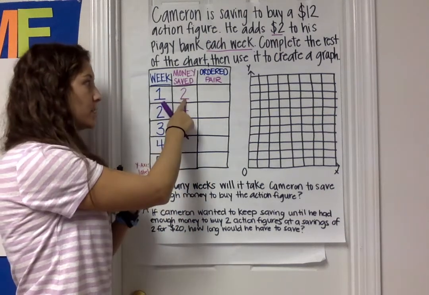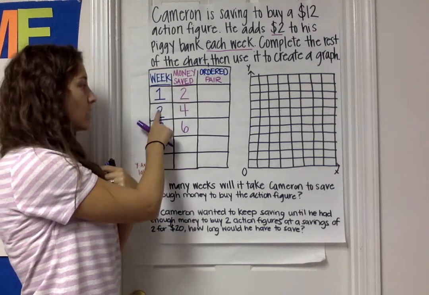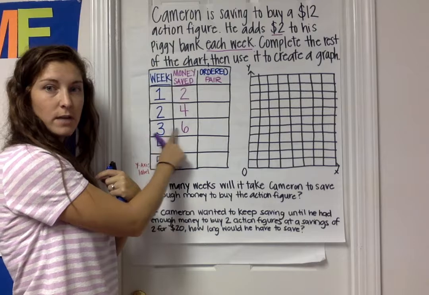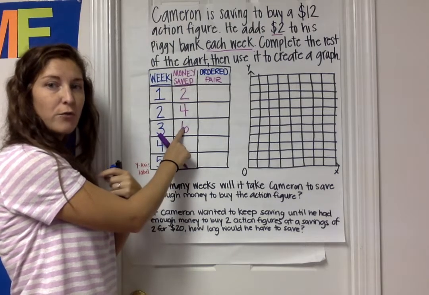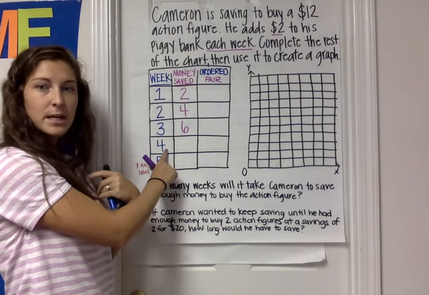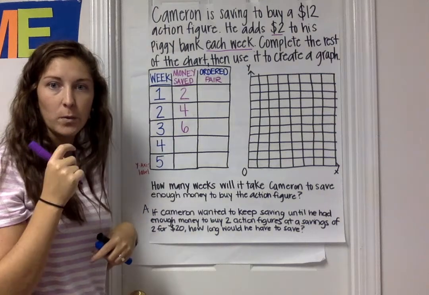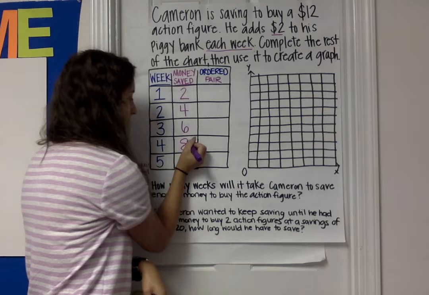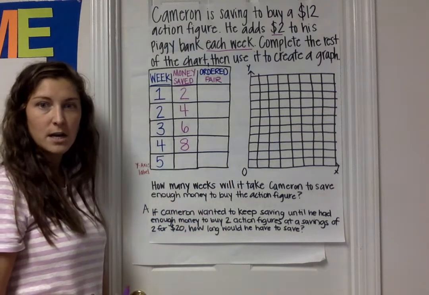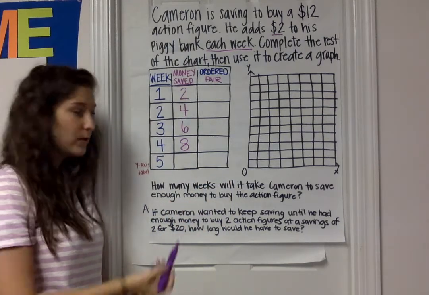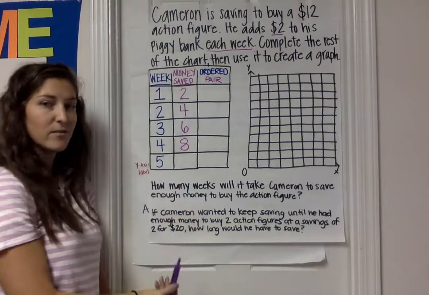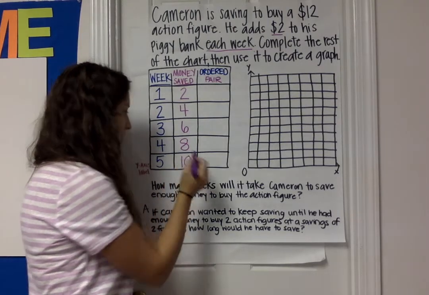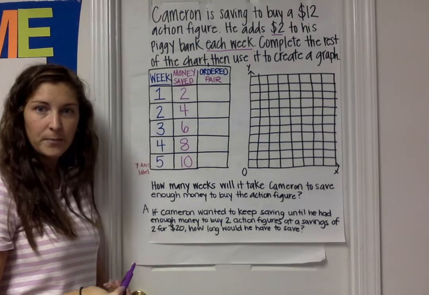So week 1, he started with $2. Week 2, then he had $4. Week 3, then he had $6. Week 4, how much money is he going to have put back at week 4? Right, he's going to have $8 put back. So we know that that number goes there. And then week 5, how much money is he going to have put back there? So he should have $10 put back.